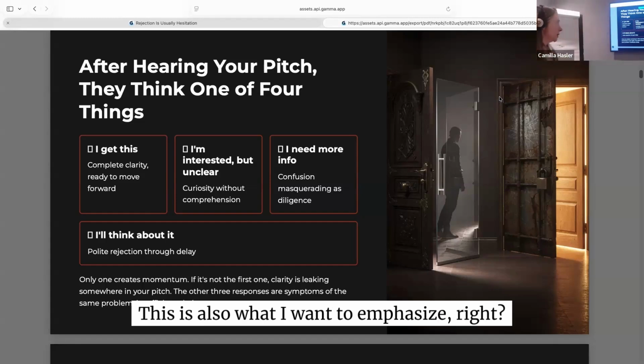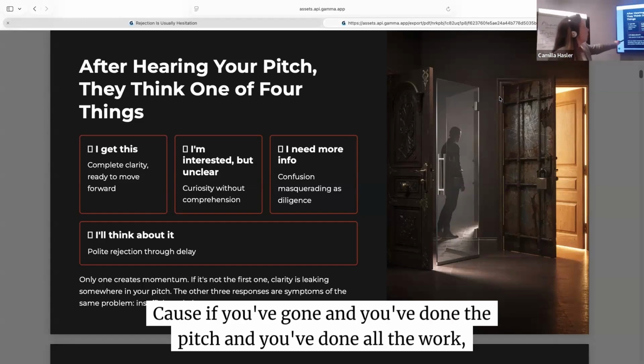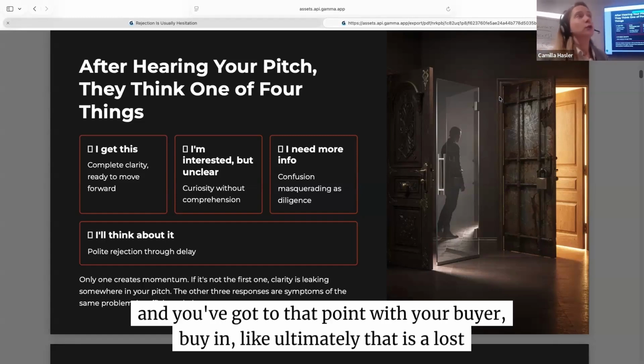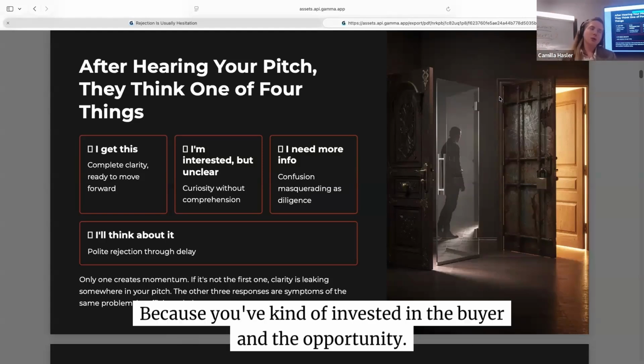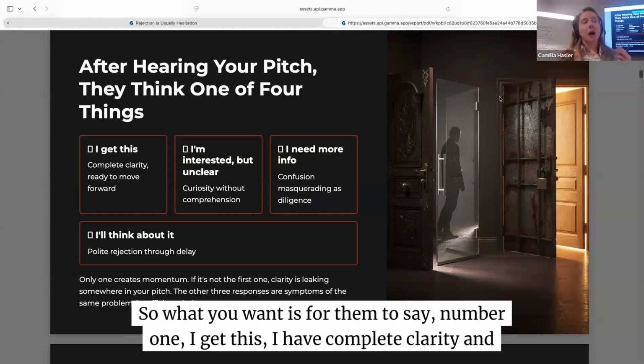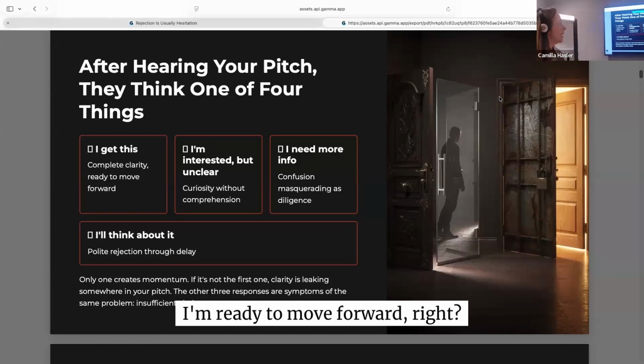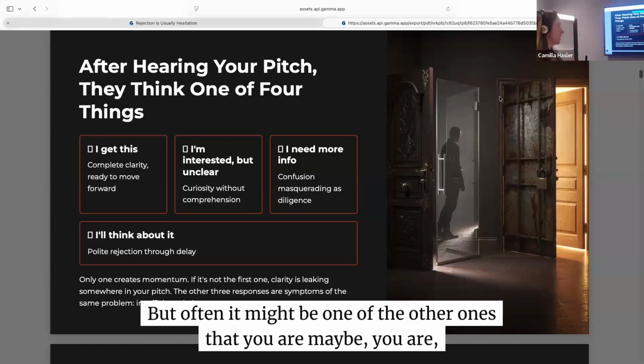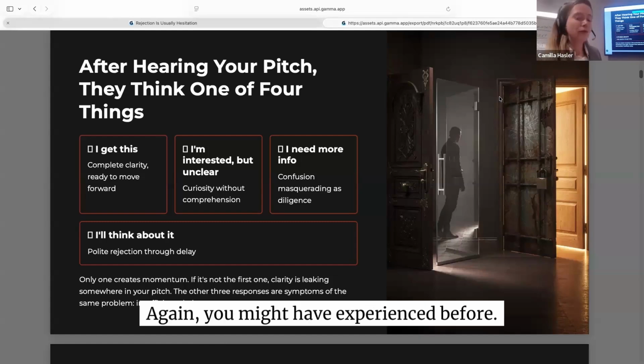This is also what I want to emphasize. Because if you've done the pitch and you've done all the work and you've got to that point with your buyer, ultimately that is a lost opportunity, because you've invested in the buyer and the opportunity. So what you want is for them to say, number one, I get this, I have complete clarity, and I'm ready to move forward. But often it might be one of the other ones that you maybe, or again, might have experienced before.